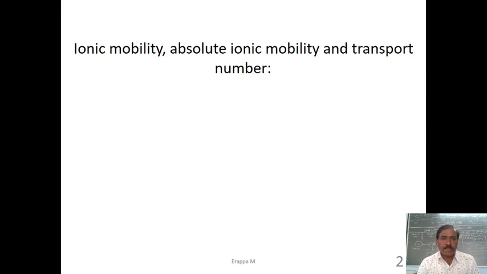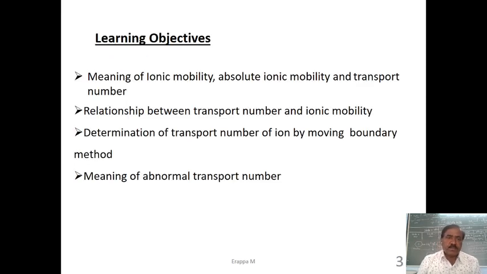So, ionic mobility, absolute ionic mobility, and transport number. Today's suggestion: from this, you have to know what you mean by ionic mobility, absolute ionic mobility, and transport number. Then, what is the relationship between transport number and ionic mobility?